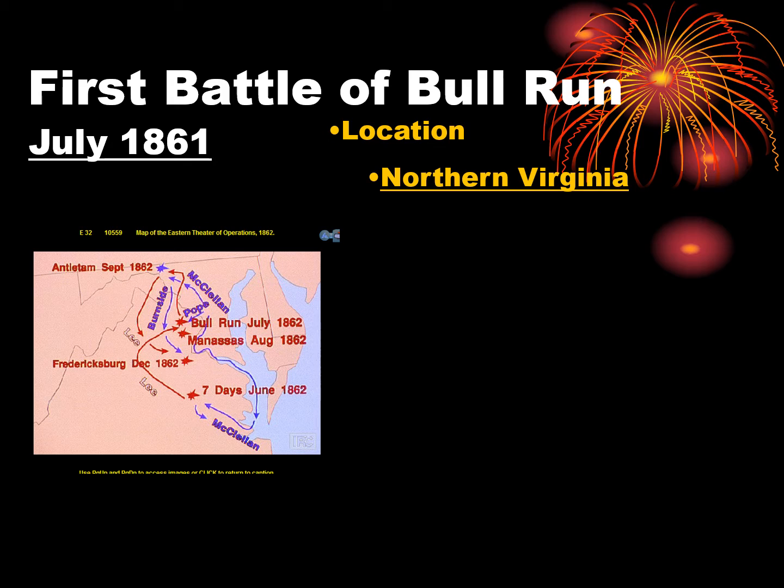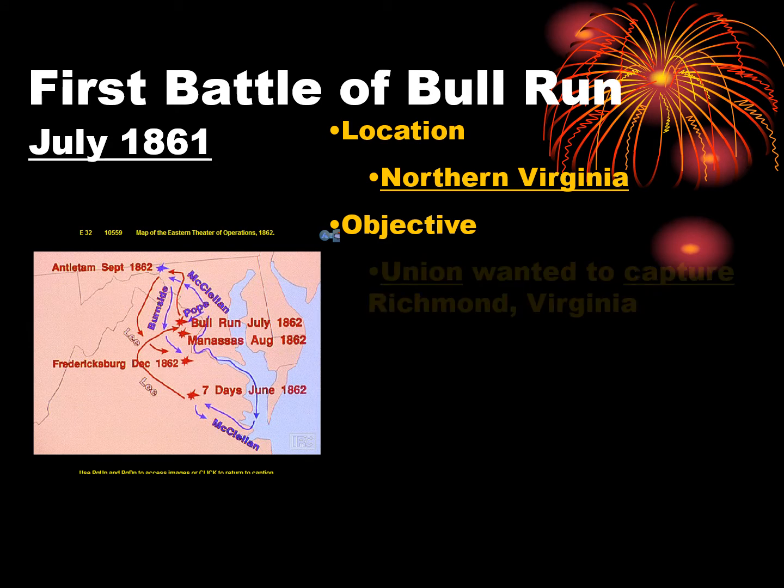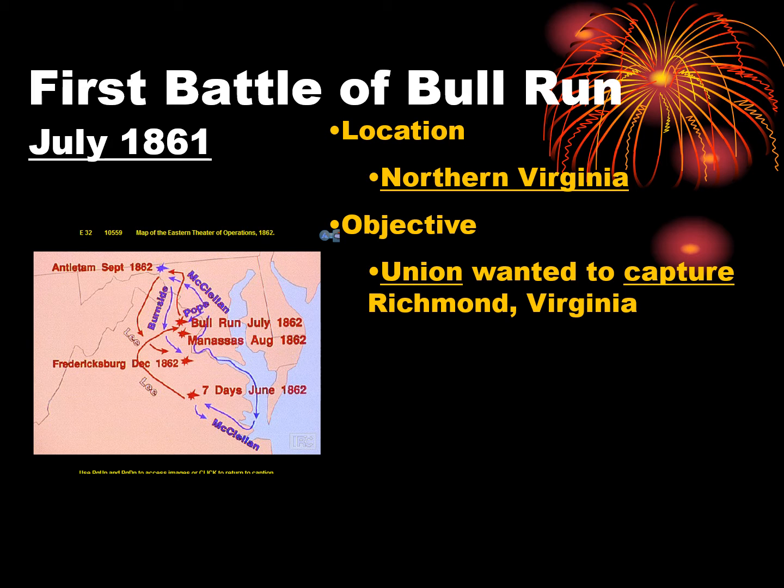Location is Northern Virginia. This is in part the Union going after the capital of the Confederacy. They're in Richmond. And P.T. Beauregard, who is the Confederate general, hears about this, and so he sends his troops up to meet the Union Army. So, objective here, well, quite simply, they wanted to capture Richmond, Virginia.